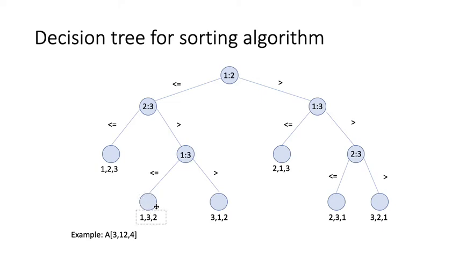So what does the leaf node tell us? It gives us the final sequence in which the array should be sorted. So 1, 3, 2, what does it mean? The first element should be 3, the second element should be the third one, which is 4, and the third element should be the second element, which is 12. So it gives us the sorted sequence.